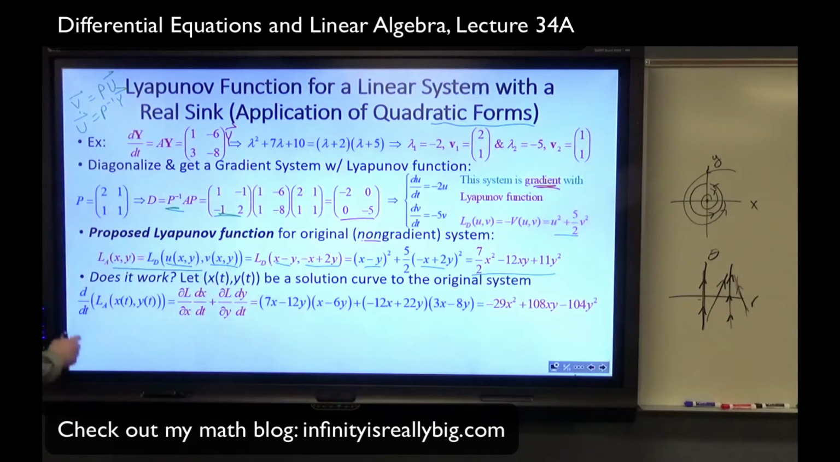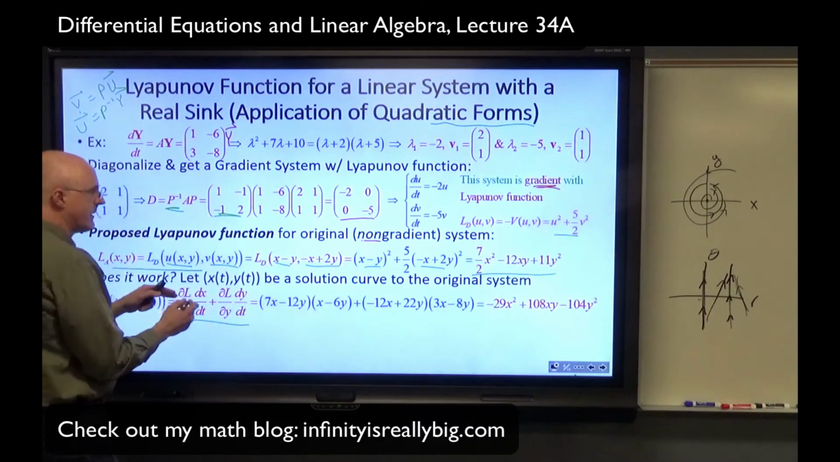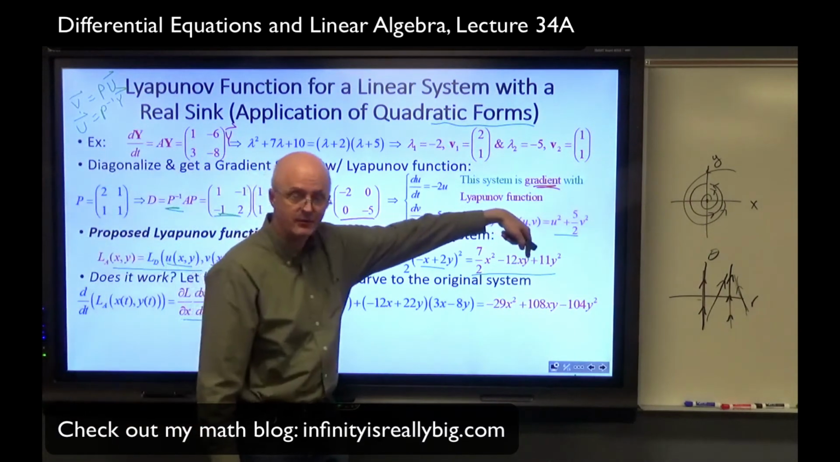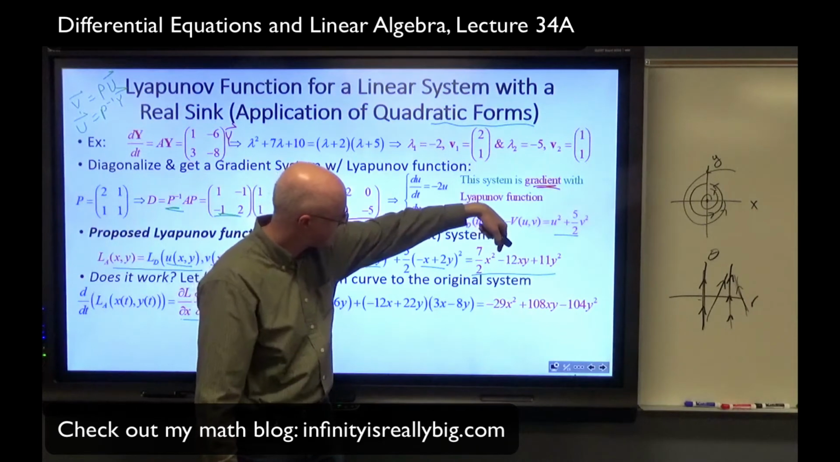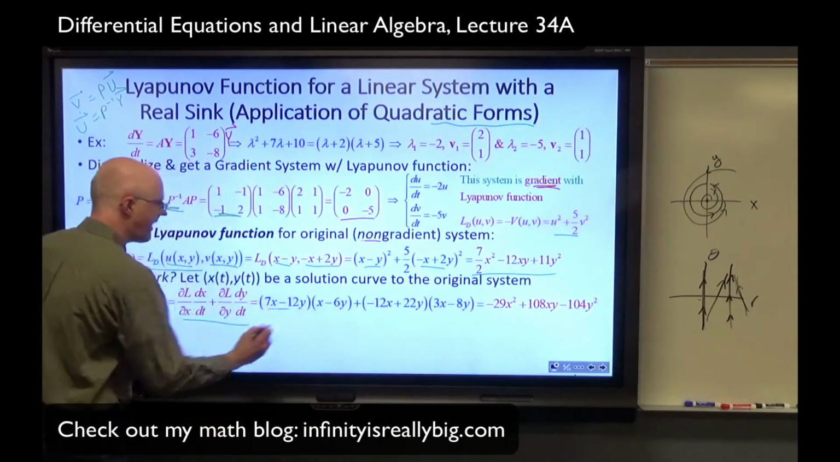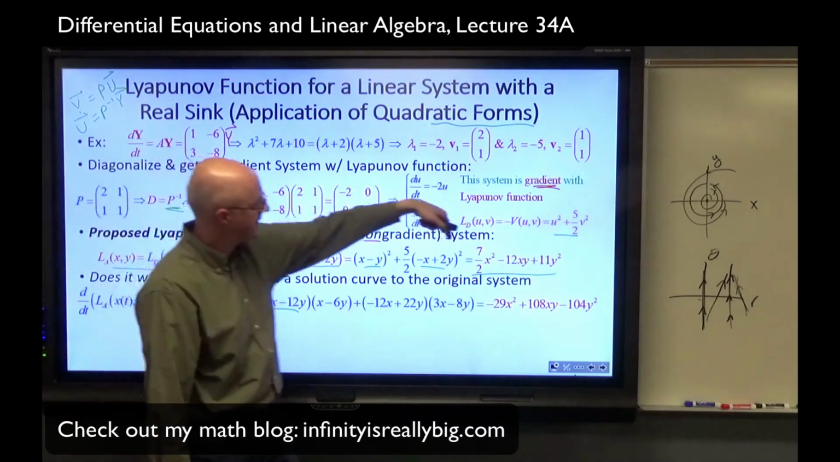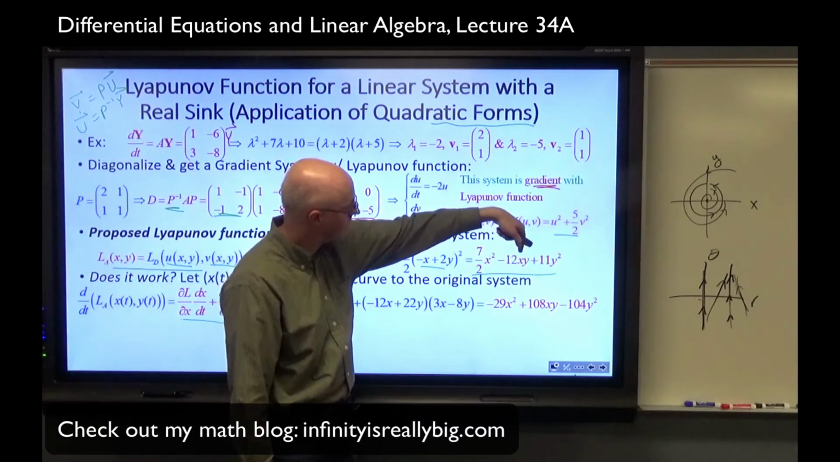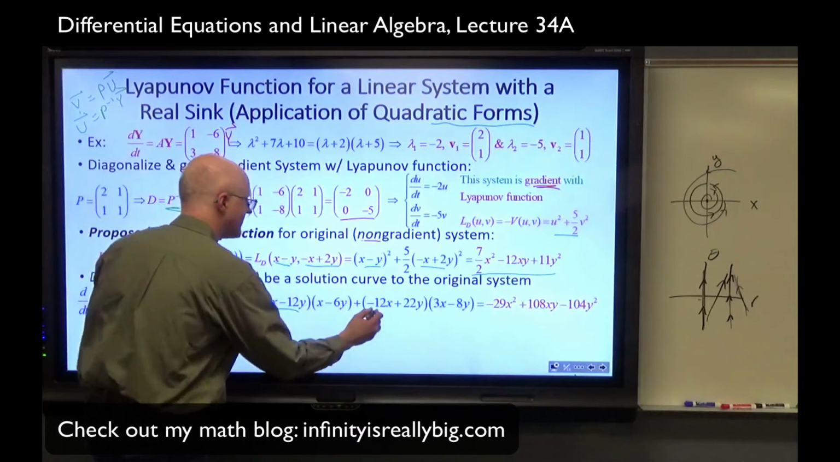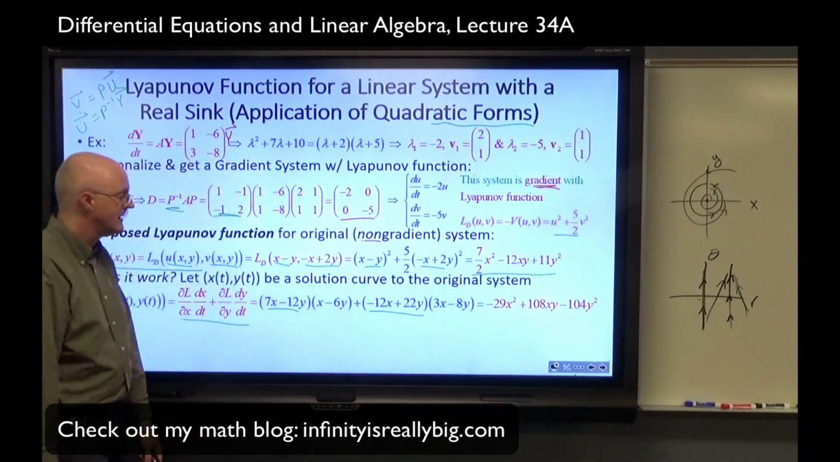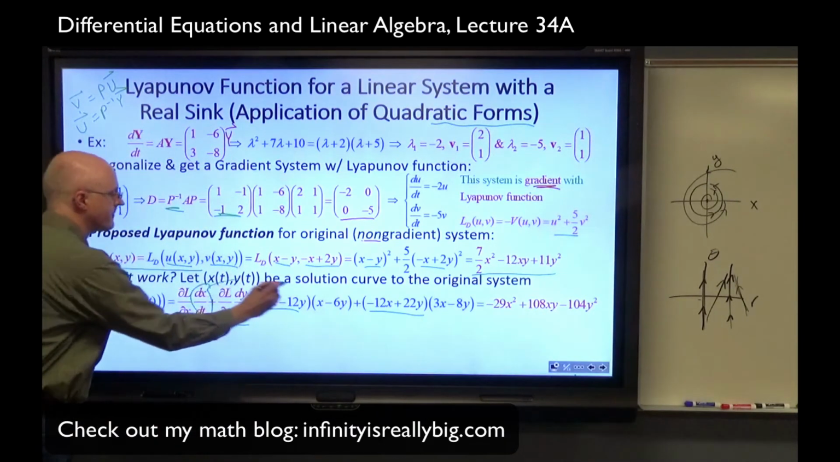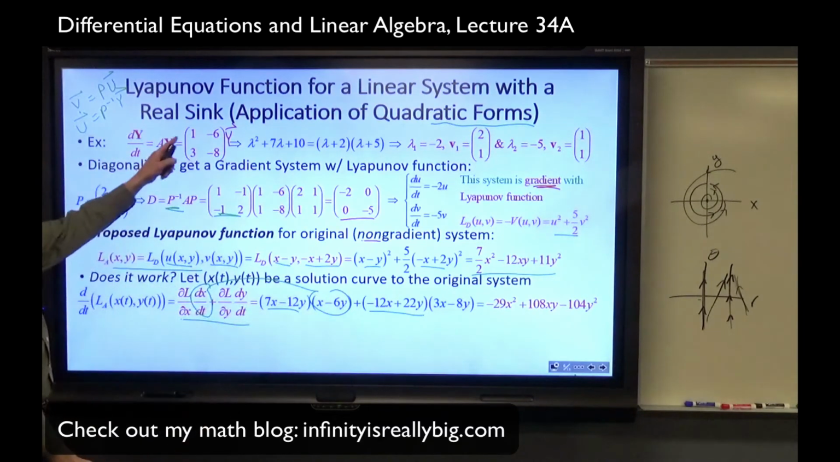Here are the details. Differentiate L_A along a solution curve for the original system. There's the chain rule. The derivative of L with respect to x, I need to differentiate this with respect to x. I'm going to get 7x minus 12y. That's what you see there. The derivative of L with respect to y is right there. Differentiate this with respect to y. You get negative 12x plus 22y. That's right there. dx/dt for the original system is x minus 6y.